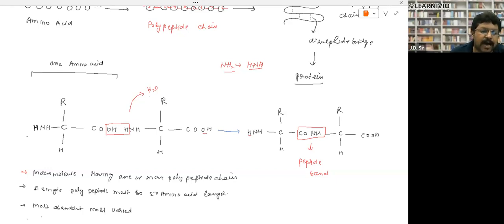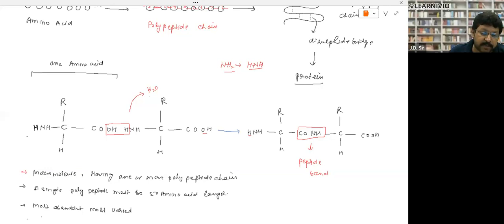R is an alkyl group. An alkyl group is a hydrocarbon chain. It may be a two, three, four, five, six carbon compound, any length. That depends on the amino acid. So R is the alkyl group. This is the amide group, this is the carboxylic group, and this is hydrogen. Here what happened?